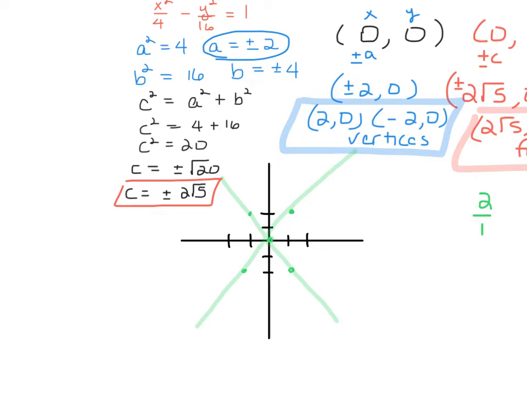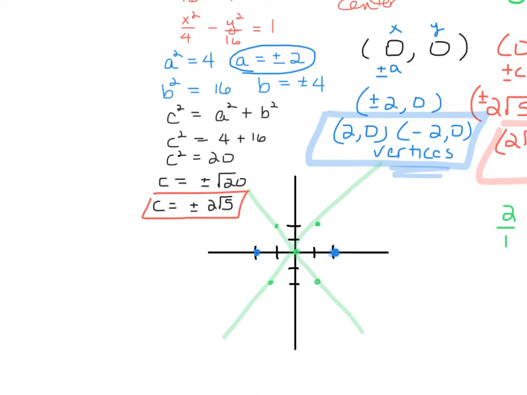Next thing I'm going to graph are my vertices. So the ordered pairs are right here: 2, 0 and negative 2, 0. I'm now going to graph my hyperbolas. Again, when we did the parabolas, remember I made you find another point. All I want you to do here is use the asymptotes as your guide. So just draw it like this.